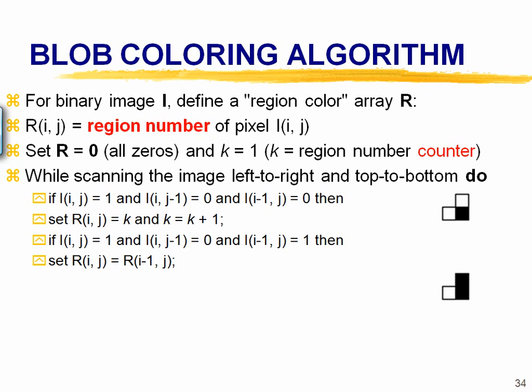If this condition is present, then we know that this is the beginning of a particular object, region. And we would assign this essentially a region color saying k. At that point we would increment the counter of k and set that to be k plus 1.